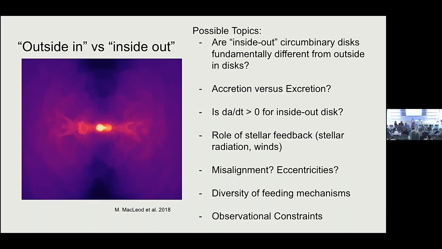It's clear that the circumbinary disk that we see in the microquasar SS433 exhibits significant excretion. The mass loss from it is a few times 10 to the minus 4. What is SS433?